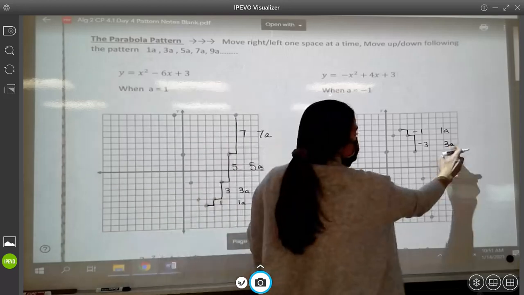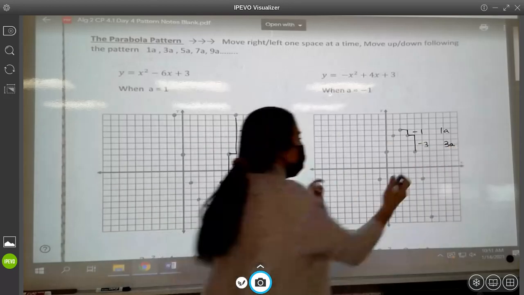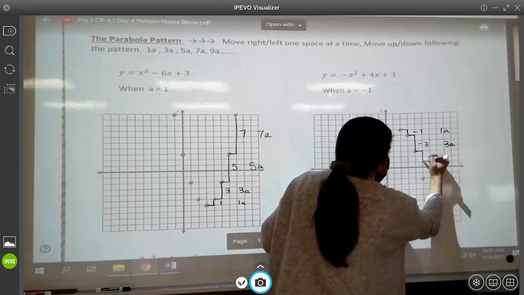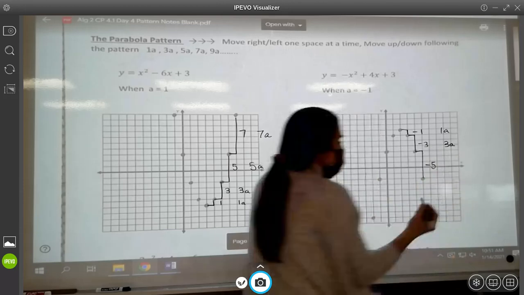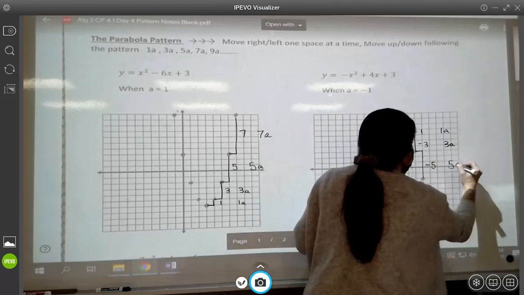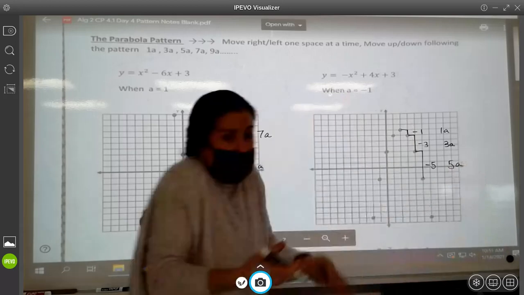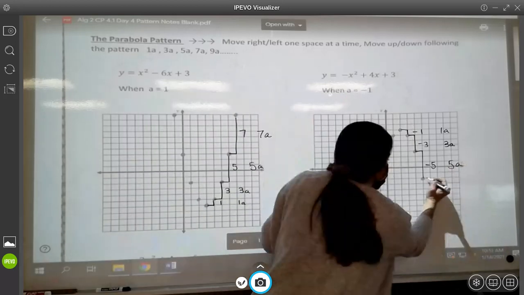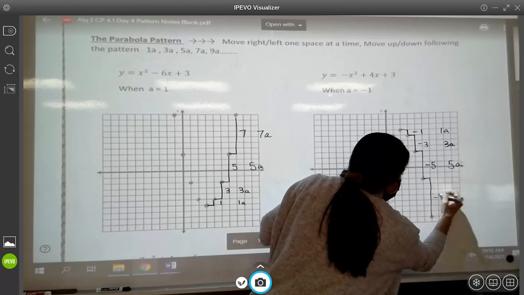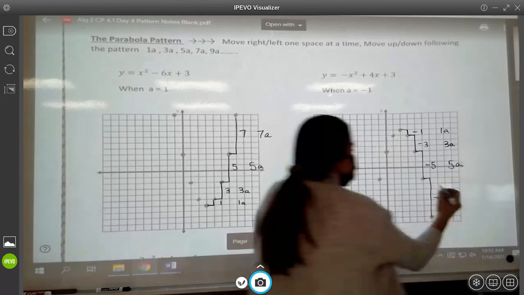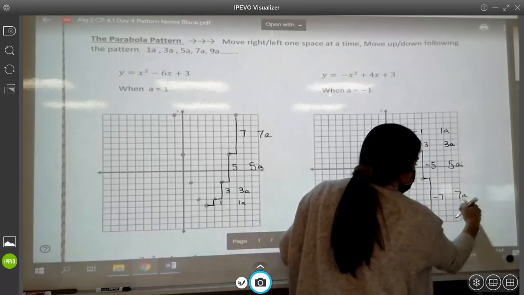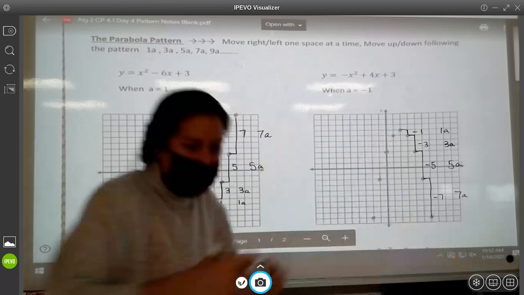All right, 3 times -1 would be -3 jumps. I went right 1 and I went down 5 jumps because that's the 5A out of the pattern. 5 times -1 is -5. I went right 1 and I went down 7 because that's the 7A out of the pattern. 7 times -1 is down 7 jumps.